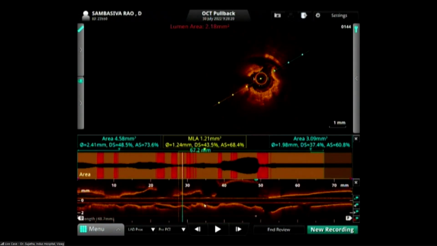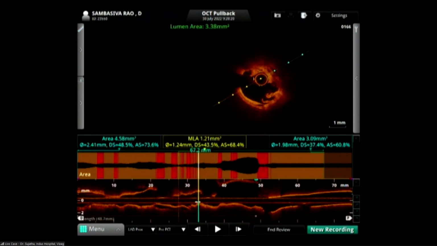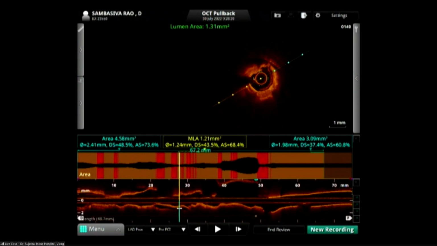Whether you want to use a shock wave or even a higher non-compliant balloon, OPN balloon or whatever you have, I think it's much better to use that. Sir, in view of the dissections, I thought I'll go with the Wolverine, sir. I used a 3.0 by 10 Wolverine.